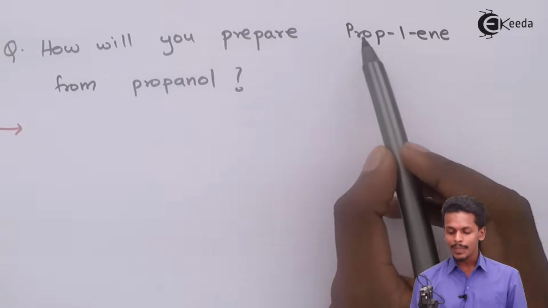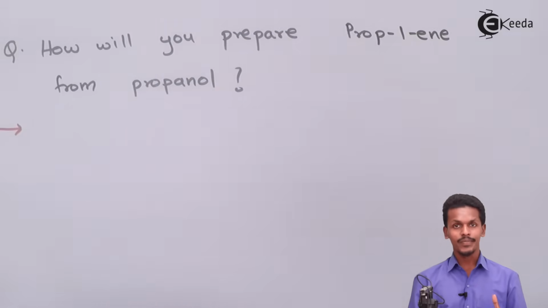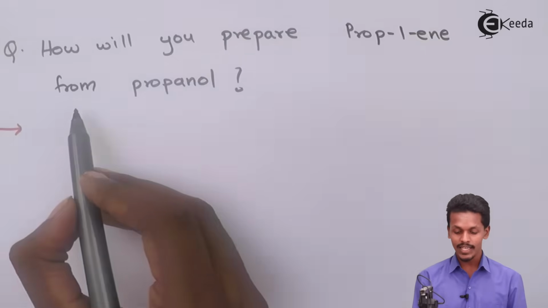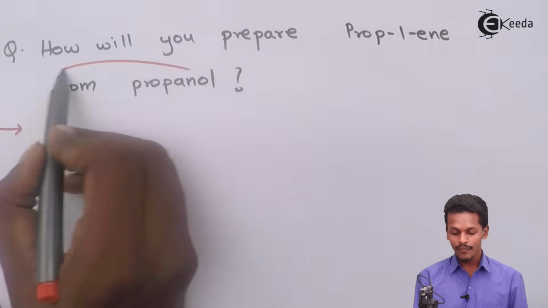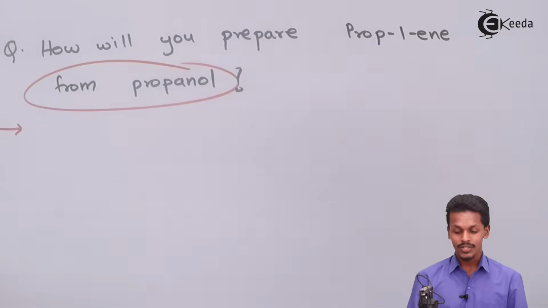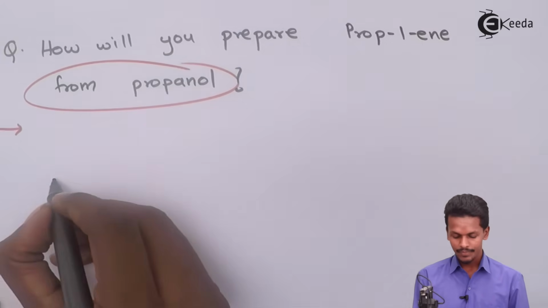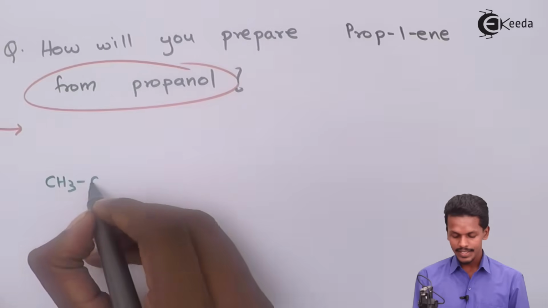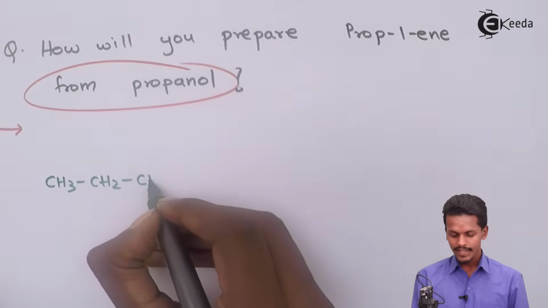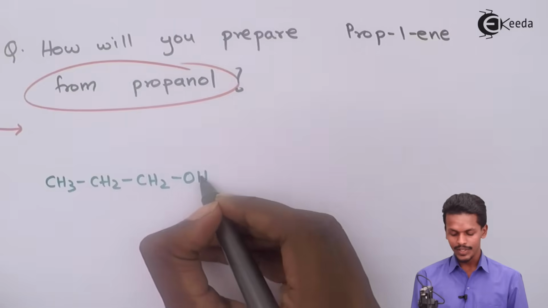So if we see that we have to prepare prop-1-ene from propanol, the main thing is we have to prepare propene from propanol, which makes us write the propanol structure on the left hand side, that is, on the reactant side. We should not get confused, because what they are asking is to prepare this from propan-1-ol. So that's the reason this propan-1-ol should be on the left hand side. For that we could easily make that structure, that is CH3 CH2 CH2 OH.